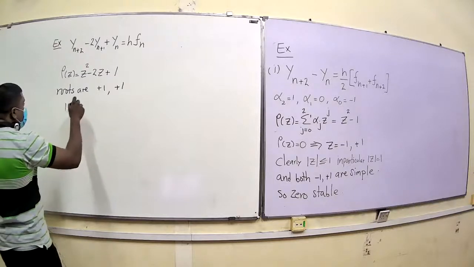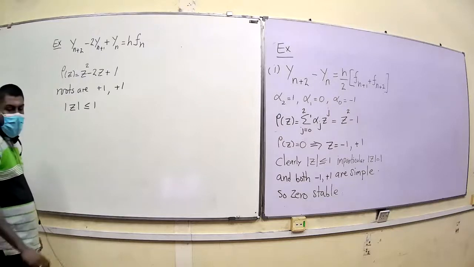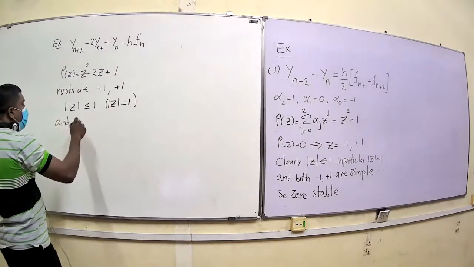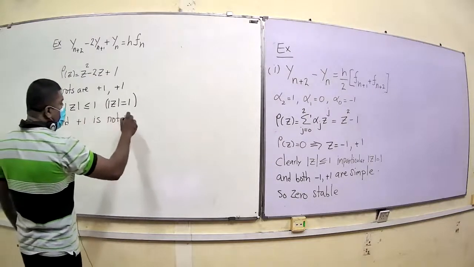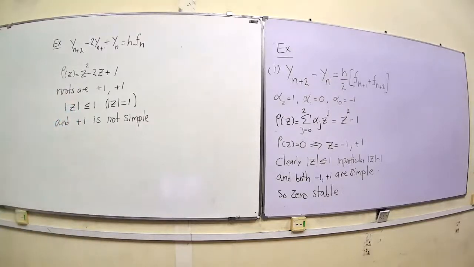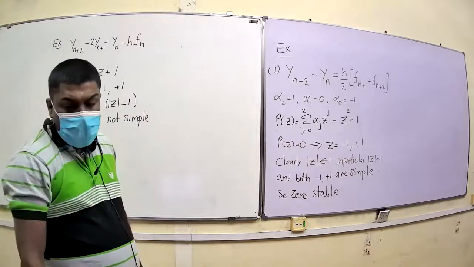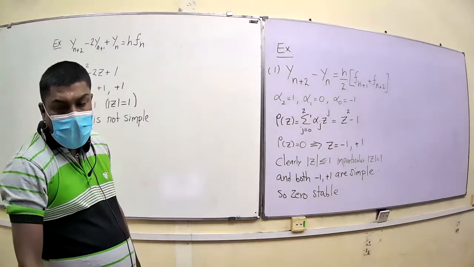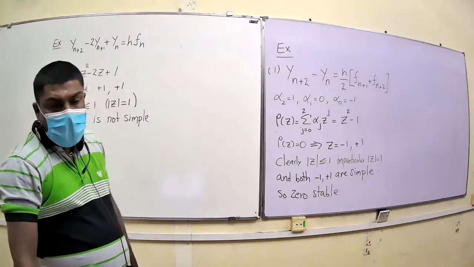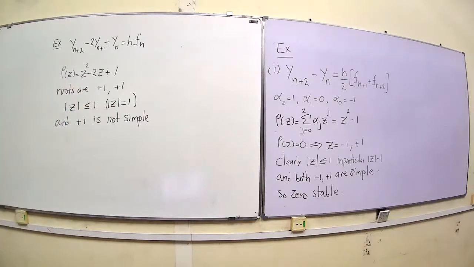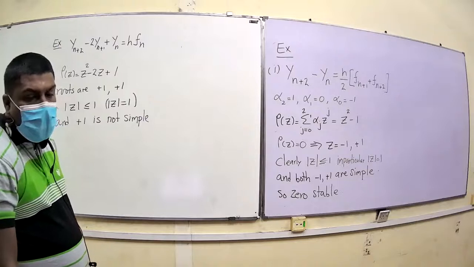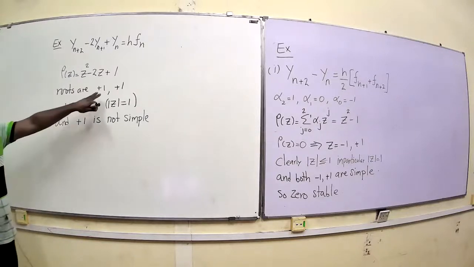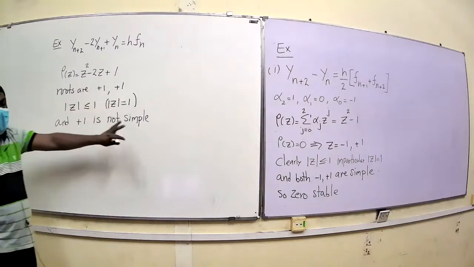So you know that absolute value of z is less or equal to 1. Especially, absolute value of z is 1. And plus 1 is not simple, because there are two plus 1s, plus 1 and plus 1 again. So there are repeated roots, plus 1 and plus 1. So this is not a simple root.